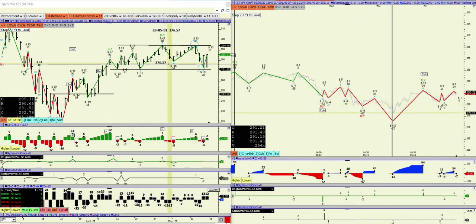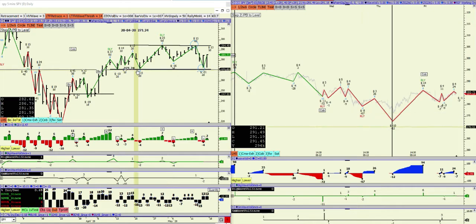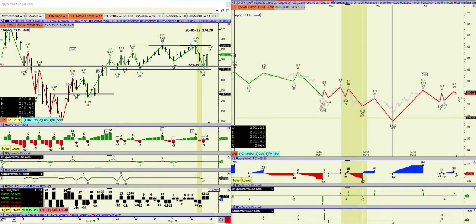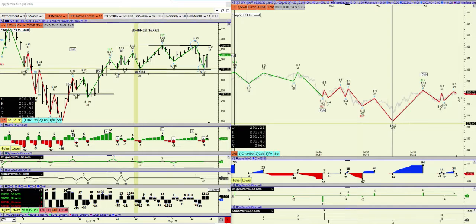So the question is, what are you doing? Well, you've got to get in the move, right? So it rallies, it pulls back here, then it rallies and pulls back here. Here, you're near support.